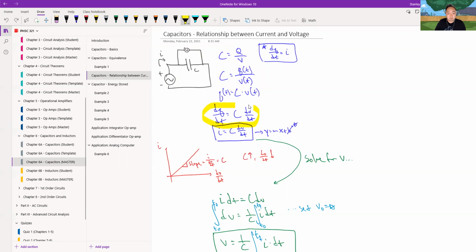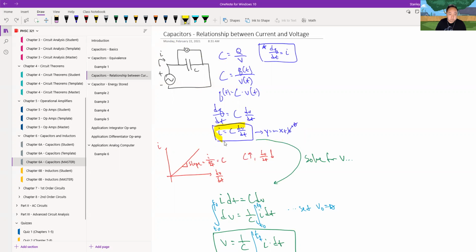Once we take the derivative of both sides, what we're left with is your current is equal to your capacitance times dv over dt. Now, if you relate this to the equation for a line, y equals mx plus b, and let's assume we set b equal to 0, like so, what we're left with is y equals mx.